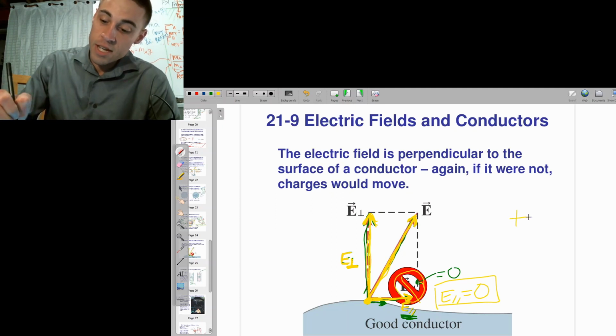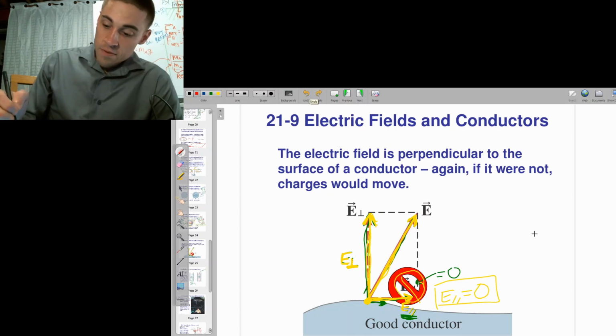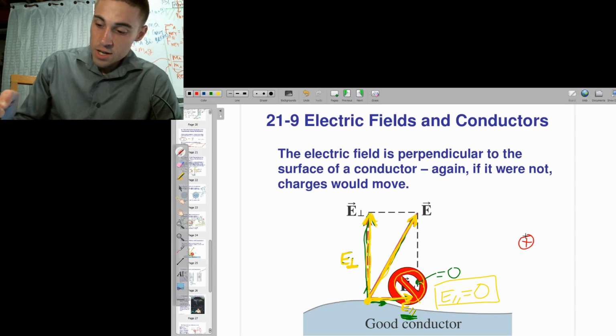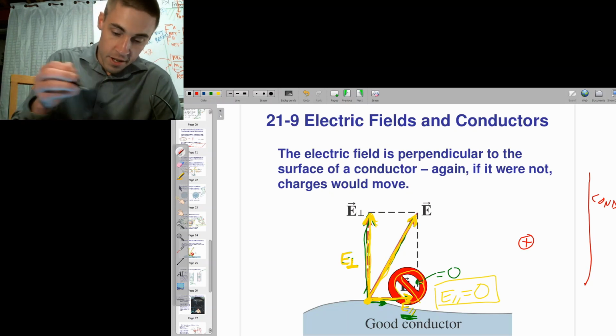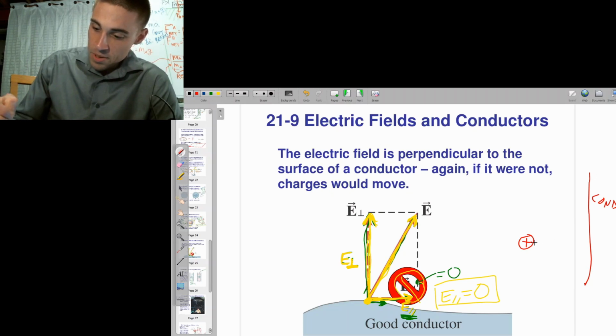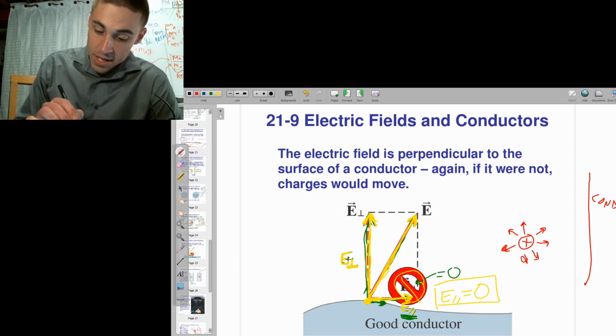So if I take a positive charge, let's do this in a different color, and I have a nice conductive surface here, a conductor, let's just shorten it to cond. If I have a conductive surface here and a positive charge there, the electric field lines always point out from a positive charge. By the time these electric field lines make their way to the conductor, they have to be perpendicular to the surface.